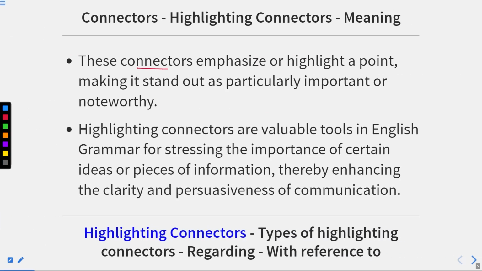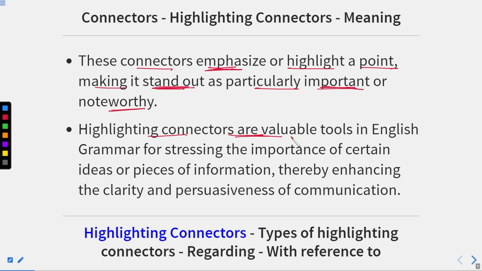Now, these connectors emphasize or highlight a point, making it stand out. Standing out means making it very important, as particularly important or noteworthy. That this thing is noteworthy means it is worth being noted. So to highlight a point means to make it specific, to make it particular, or to make it noteworthy, that this is very important and it should not be left out. So just to make a particular word or statement highlighted, we use a highlighting connector.